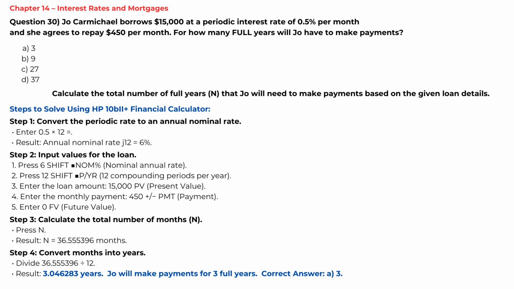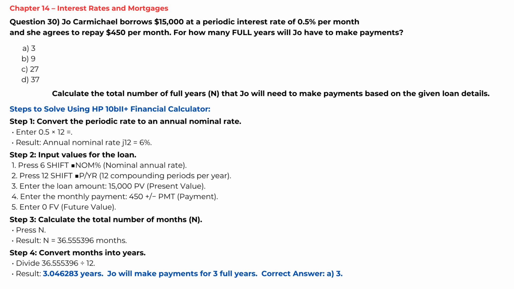repay $450 per month. For how many full years will Joe have to make payments? Calculate the total number of full years N that Joe will need to make payments based on the given loan details. Steps to solve using HP 10BII Plus Financial Calculator. Step 1. Convert the periodic rate to an annual nominal rate. Enter 0.5 times 12 equals 6, so the annual nominal rate is J12 equals 6%.